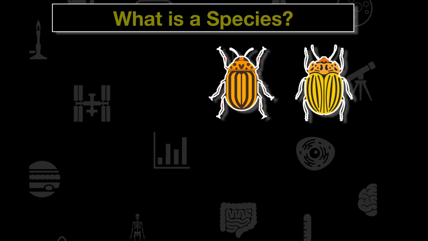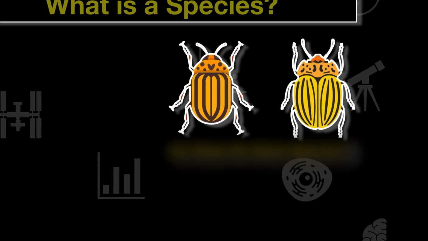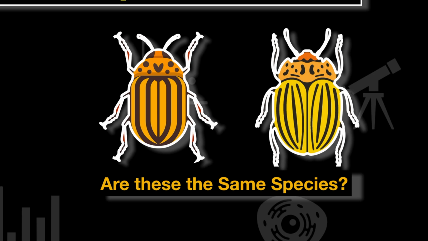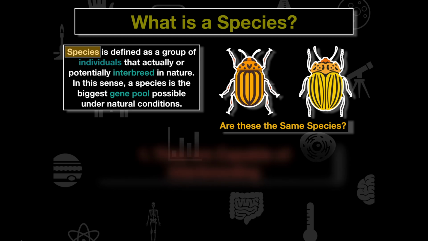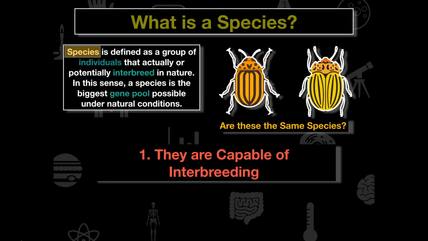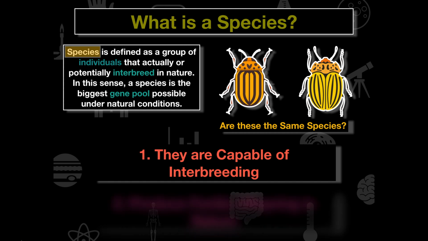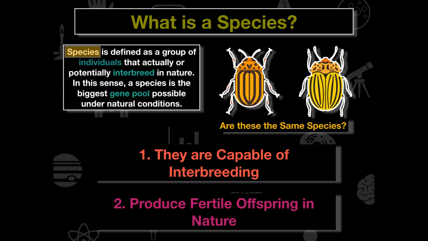So what do we consider a species? If we look at these two bugs here, are these the same species? Well, a species is defined as a group of individuals that actually or potentially interbreed in nature. So in the sense here, a species is the biggest gene pool possible under natural conditions. But the key here is they have to be capable of interbreeding, and two, they have to be able to produce fertile offspring in nature.